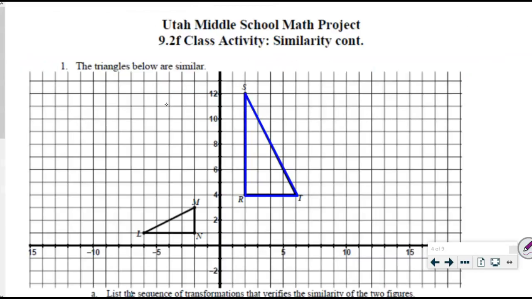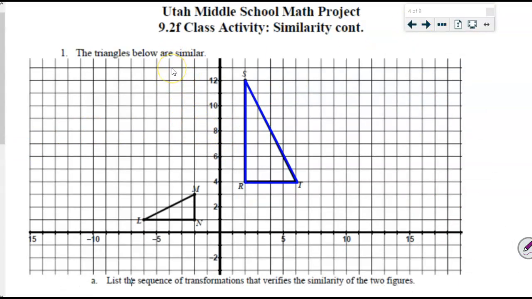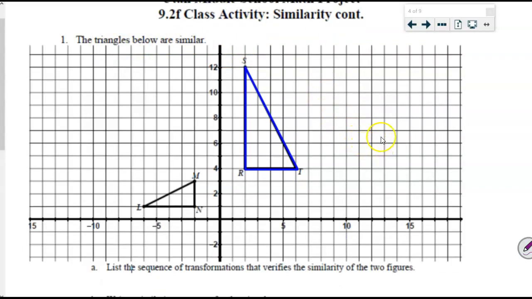I do have some from OUR 826 in here as well, but this is mostly Utah Middle School Math Project 9.2f. In this one, we're just practicing defining each of the transformations that will take one figure to the next to prove similarity. It says here, these triangles are indeed similar. You need to show that they are similar using that definition of similarity, which means we need to describe that sequence of transformations. So I'll do this first one with you.